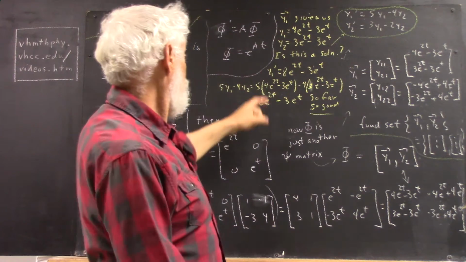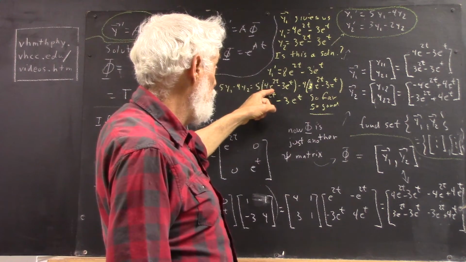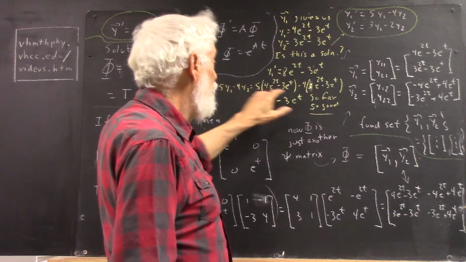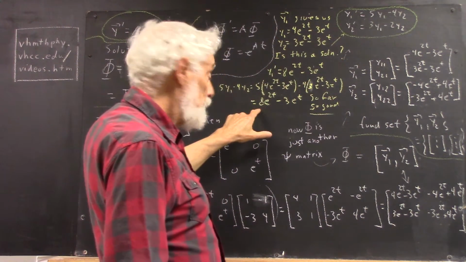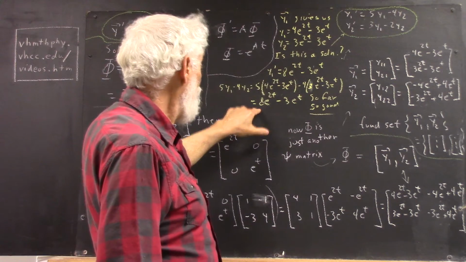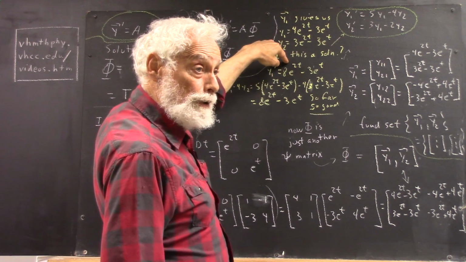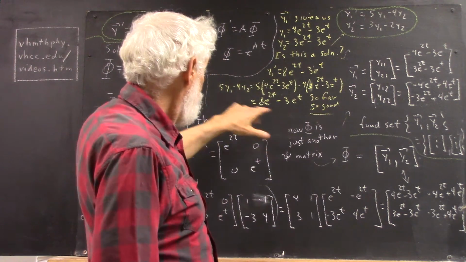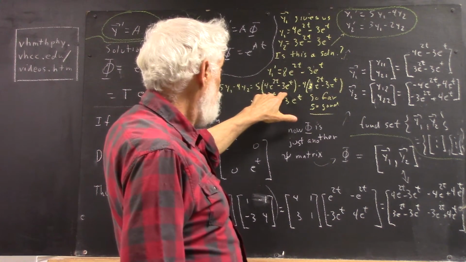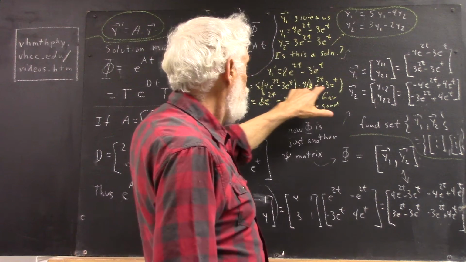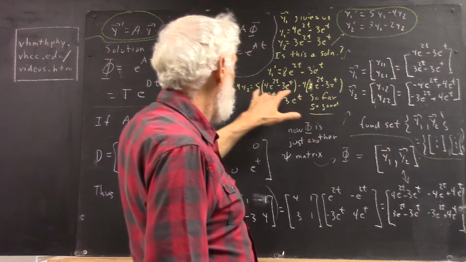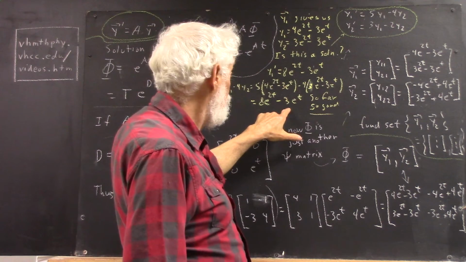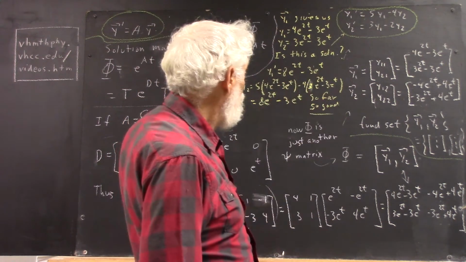Multiply it out. We get 5 times 4e to the 2t, and we get negative 4 times 3e to the 2t. That's 20 minus 12e to the 2t, which is 8e to the 2t, and that matches the e to the 2t coefficient here. And then we have 5 times negative 3e to the t, and negative 4 times negative 3e to the t. That's negative 15 plus 12e to the t, which is negative 3e to the t, and bingo, it matches.